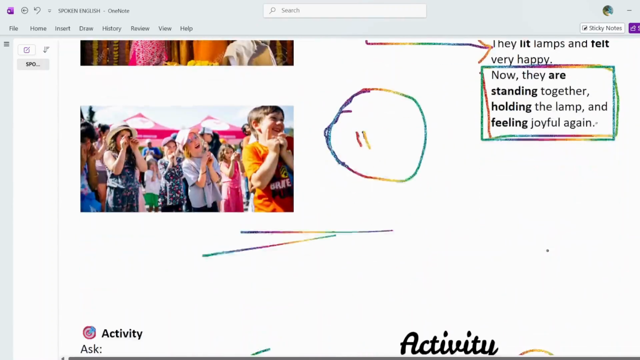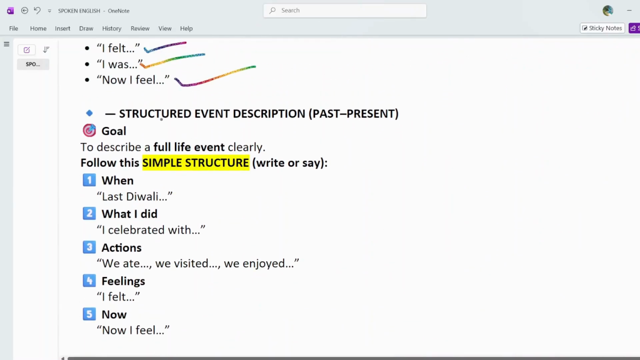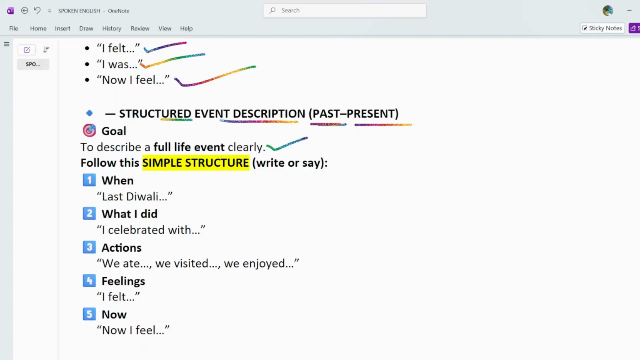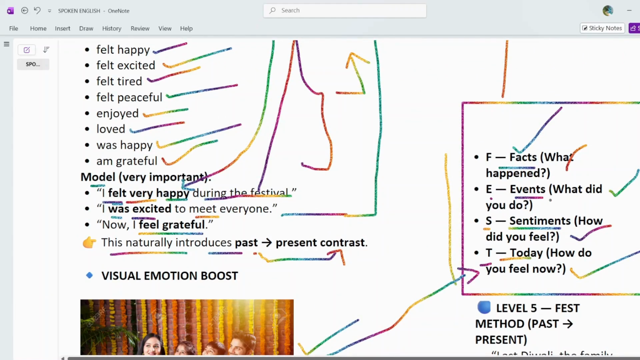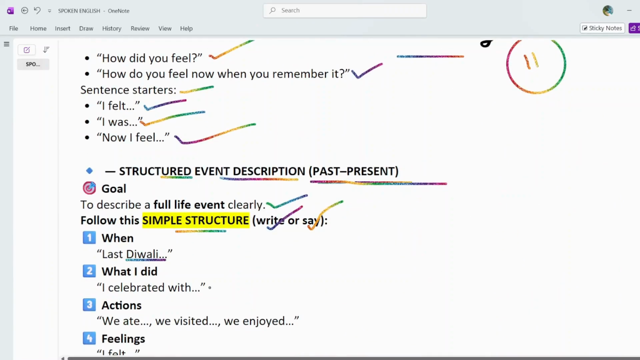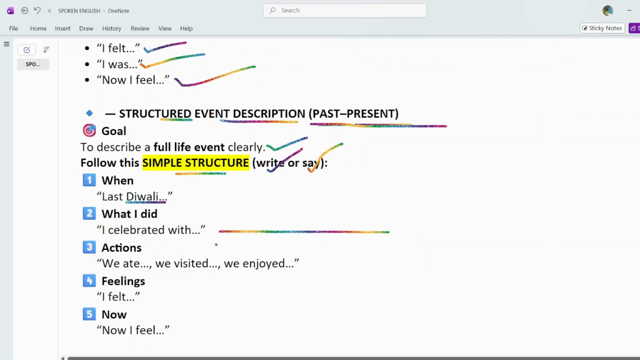Okay, great. Now, let me show you a structured event description. That is nothing but the same thing, from past to the present strategy that we just spoke about a minute ago. That is, to describe a full event clearly, how does this strategy actually work? Follow this simple structure. It can be used to write, or when you talk to other people as well. When, that is last Diwali, what did you do? That is what it says, right? Even if you look at FEST, that's events, what did you do? So I celebrated with, it can be followed with any sentence that you want. I celebrated with my mom, or I celebrated with my parents, things like that. Then actions: we ate, we visited, we enjoyed.